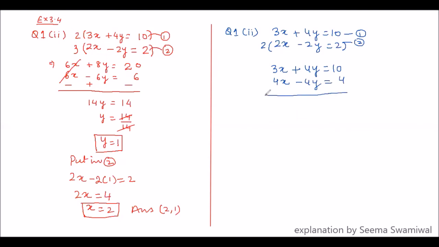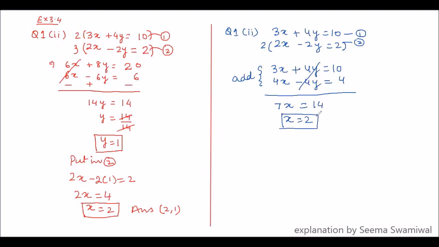Now children, it is clearly visible that they are cancelling already. So no need to subtract. This time you will add the two equations, as the coefficients of y are negatives of each other. So they cancel. And this is 7y, sorry, it will be 7x, so 7x is equal to 14. Therefore, x is equal to 2.